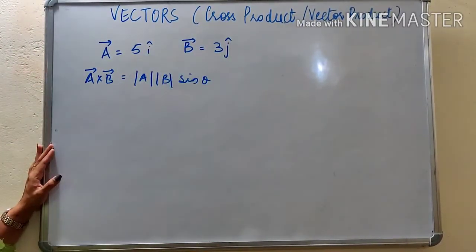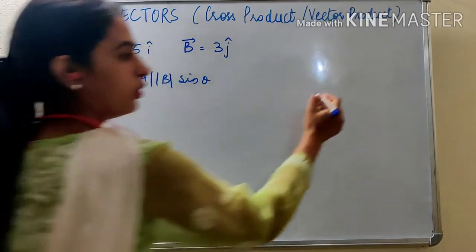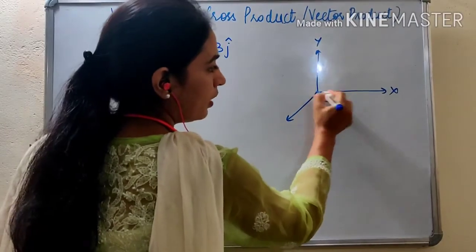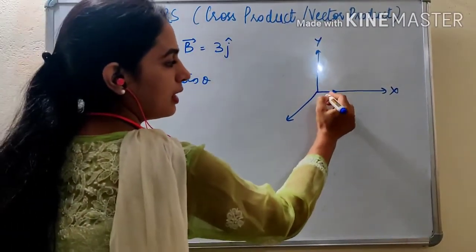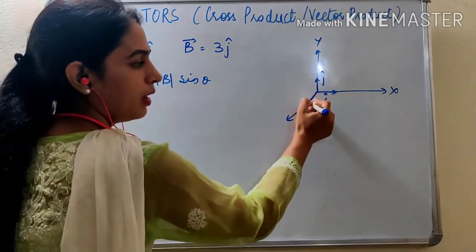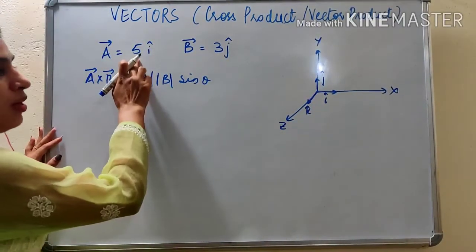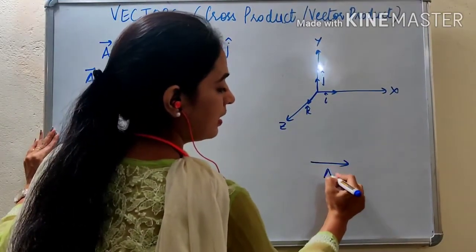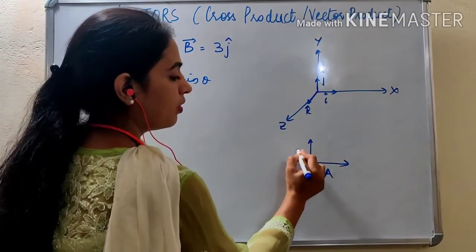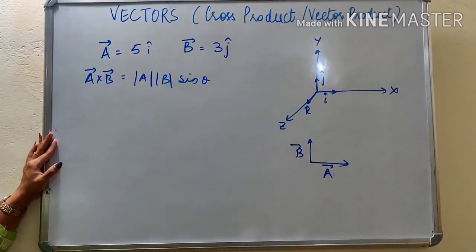Now what are i cap and j cap? They are giving the directions of the two vectors. We have studied orthogonal unit vectors: x, y, z. A unit vector in the positive x direction is i cap, unit vector in the positive y direction is j cap, and unit vector in the positive z direction is k cap. So vector A is in the positive x direction because it is i cap, and vector B is in the positive y direction because it has unit vector j cap.